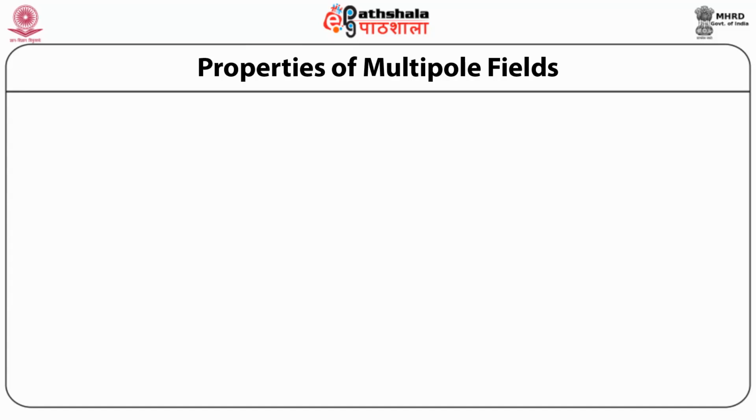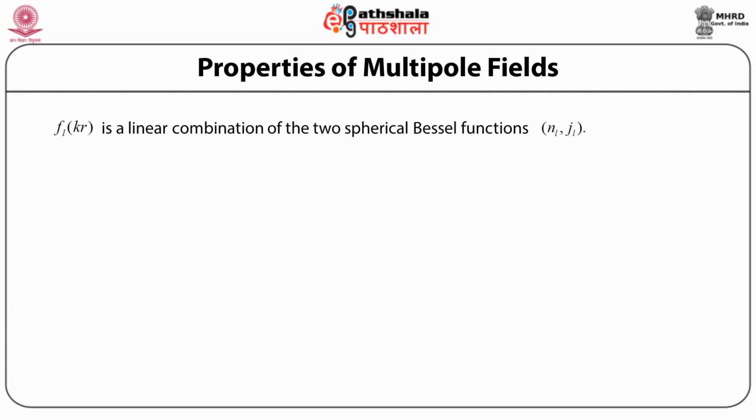We now continue with the study of multipole fields. Our next task is to find the properties of these multipole fields, that is energy and angular momentum. So, let us look at the individual multipole field. f_L(kr) is a linear combination of two spherical Bessel functions n_L and j_L.